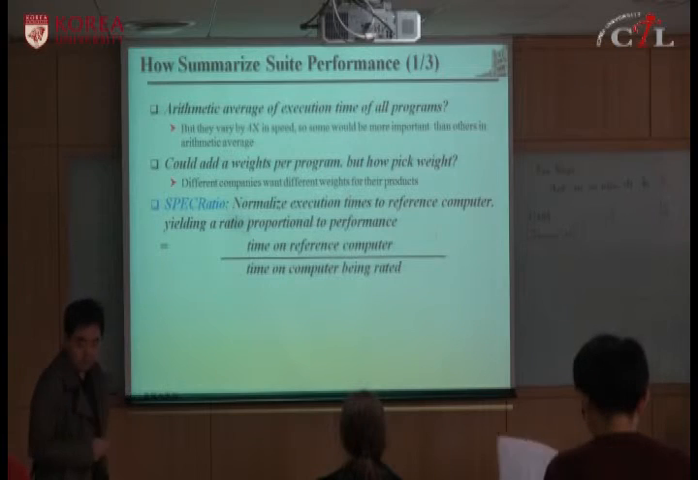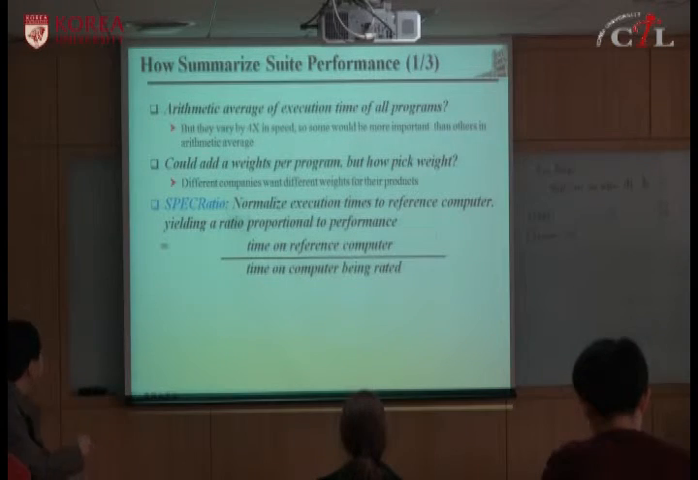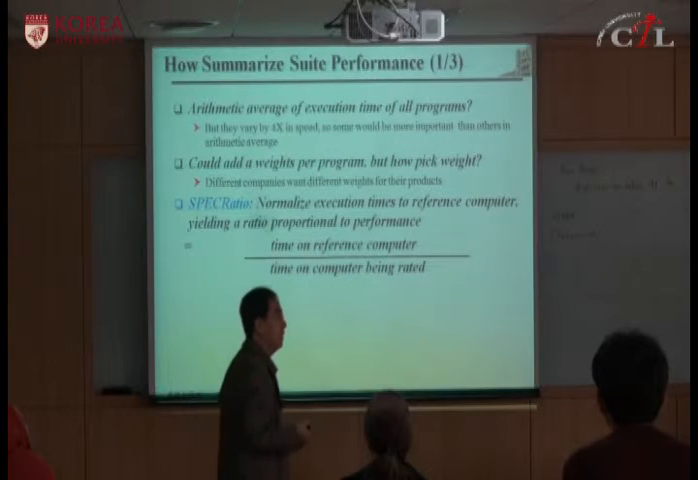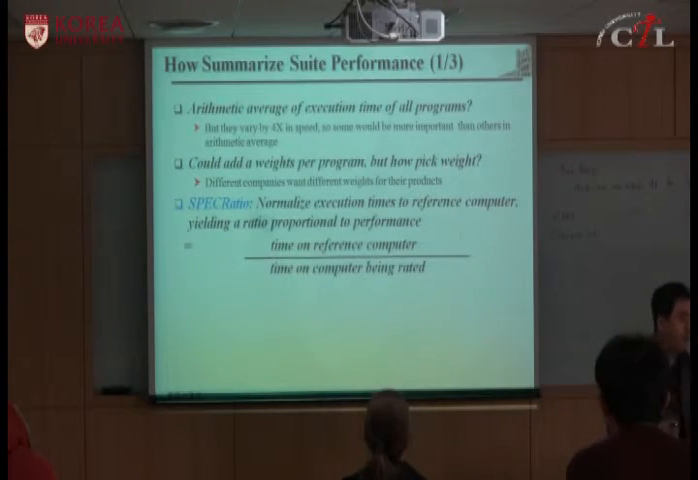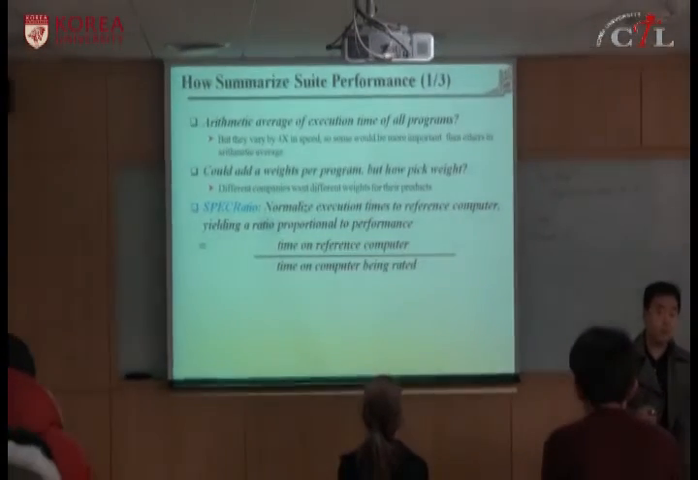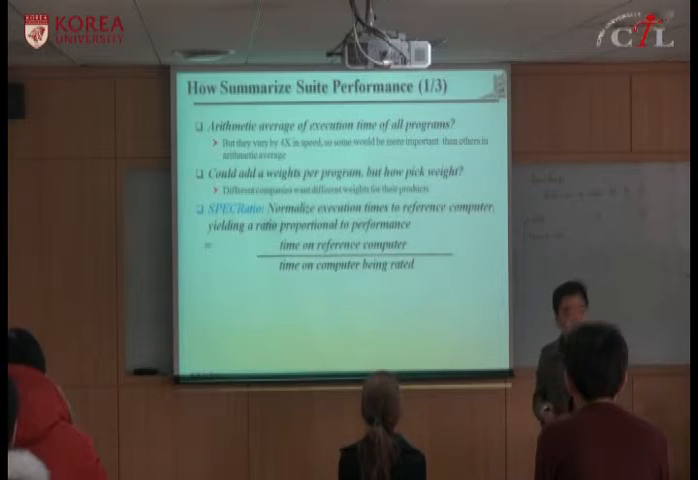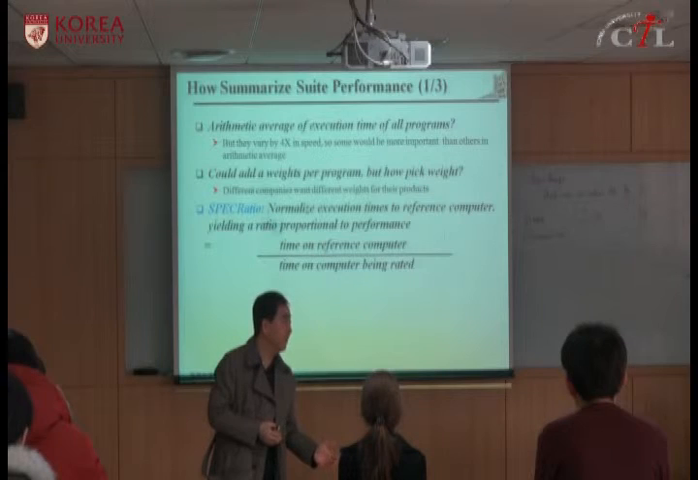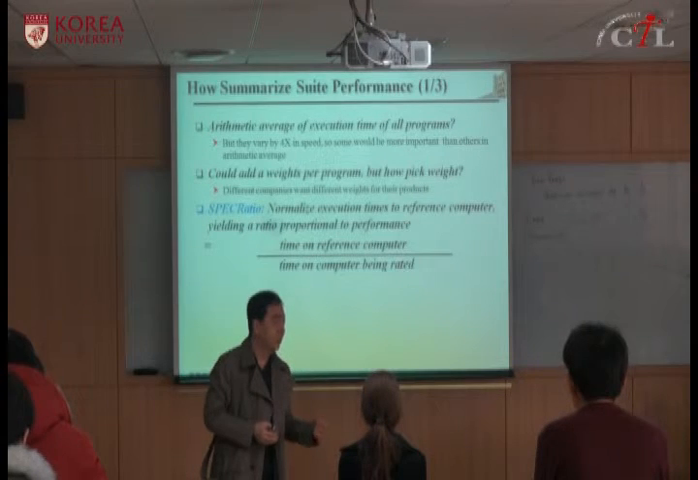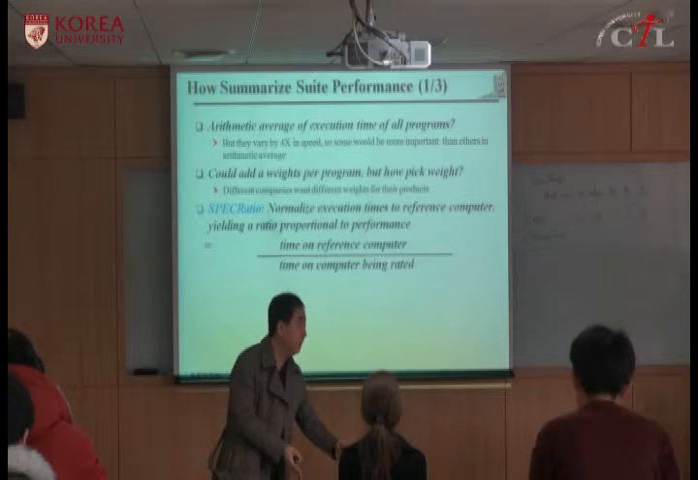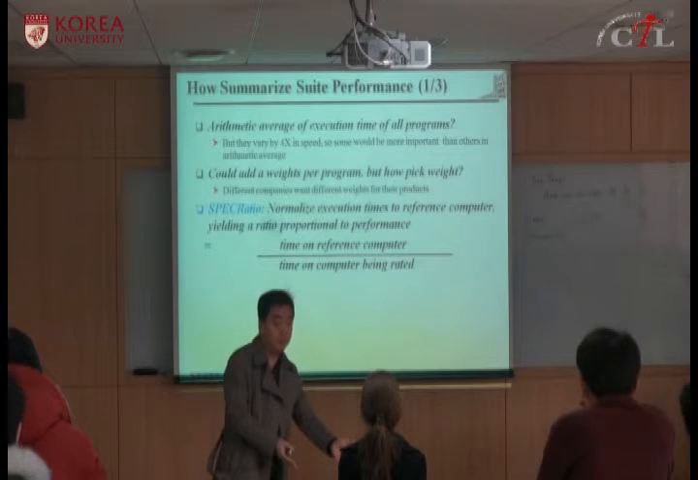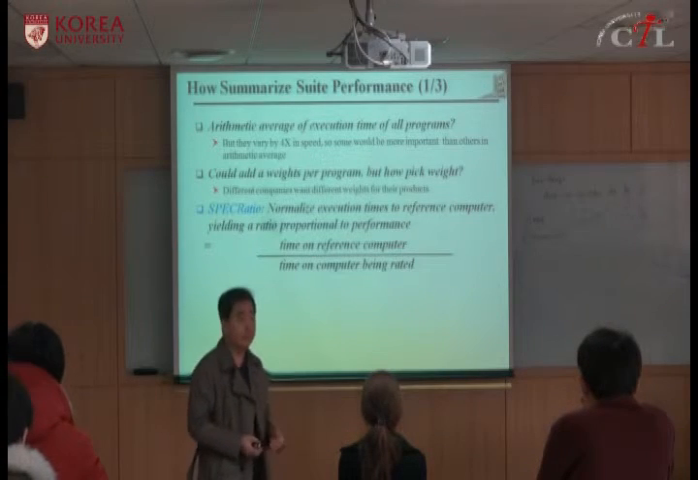How to summarize performance? If you take the arithmetic average of execution time, that's not good, because execution time depends on the application. Most of the applications can finish in 1 second. Assume 1 second, 0.9 second, 1.1, and so on. But one application takes 100 seconds. Then, if you take the average, the machine that takes the shortest amount of time on this longest application will have a benefit, because the average will be biased by this long-lasting one, right? So the arithmetic average is not good.